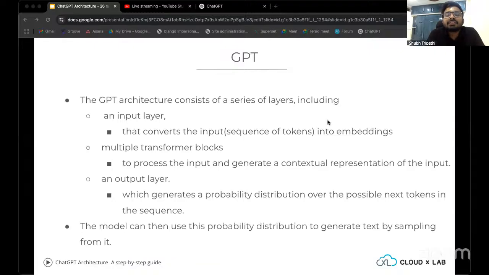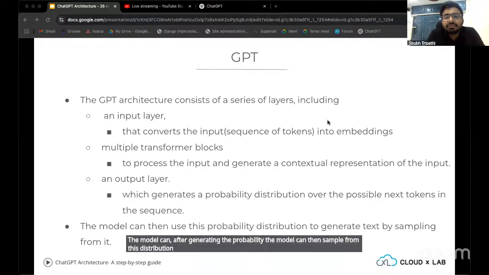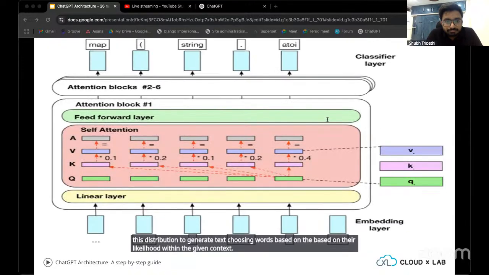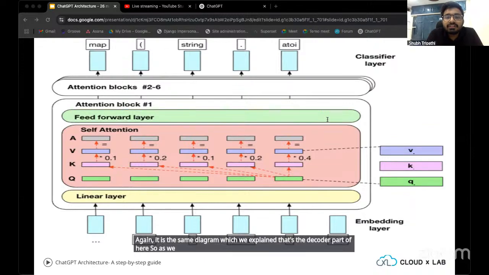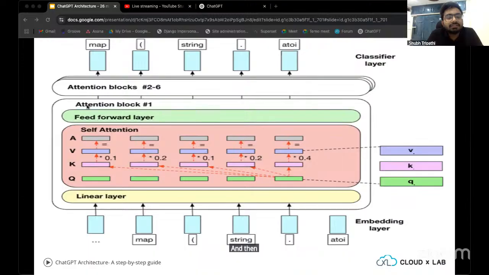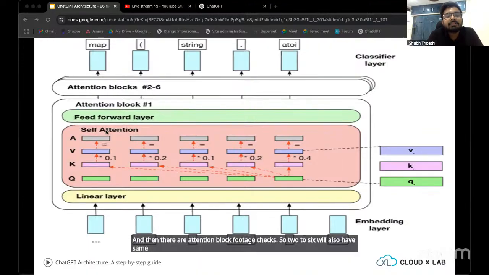After generating the probability, the model can then sample from this distribution to generate text, choosing words based on their likelihood within the given context. Again, it is the same diagram which we explained. That's the decoder part. As we discussed, it follows only the decoder part of the transformer. Here we have the input embeddings, which are passed through multiple attention blocks. In the diagram there are six attention blocks. This is the first attention block, and then there are attention blocks two to six, which will also have the same thing.